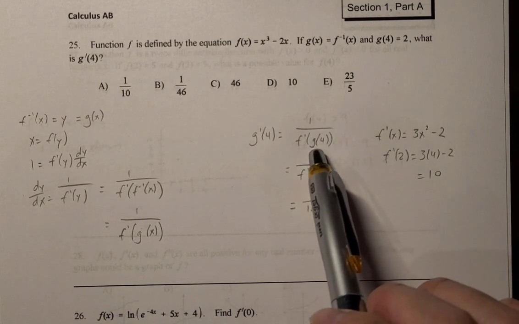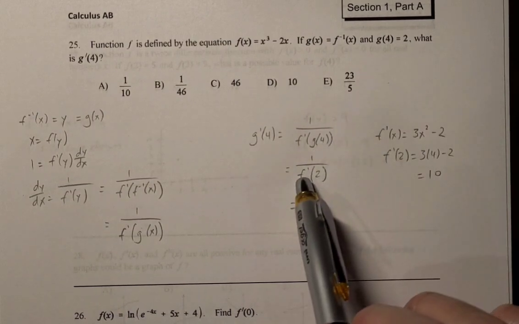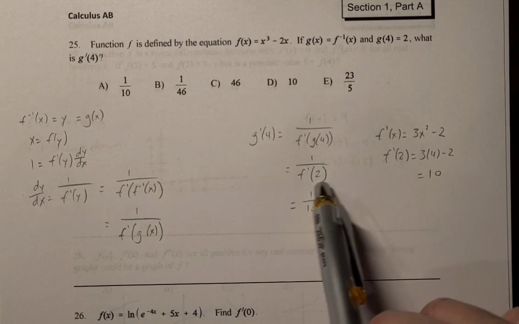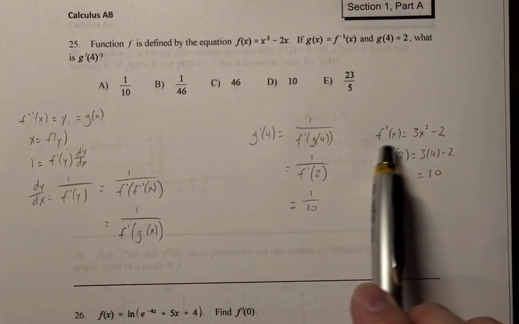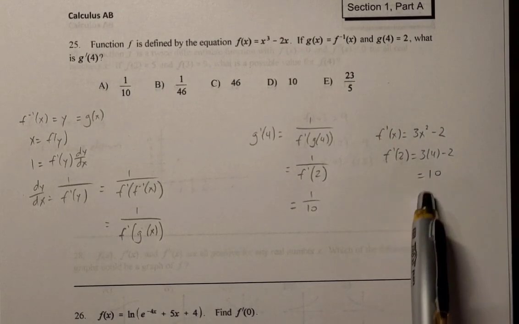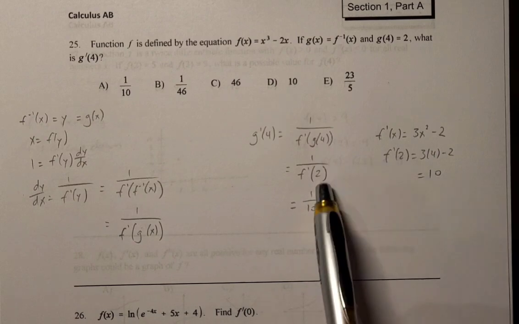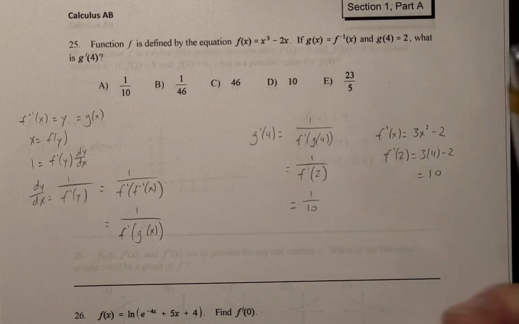Okay, what is g of 4? They give it to us. So we want 1 over f prime of 2. What is f prime of 2? Well, we need to differentiate f. So it'll be 3x squared minus 2 is f prime. So f prime of 2 is 10. Okay, and then we plug in this here, so it'll be 1/10.